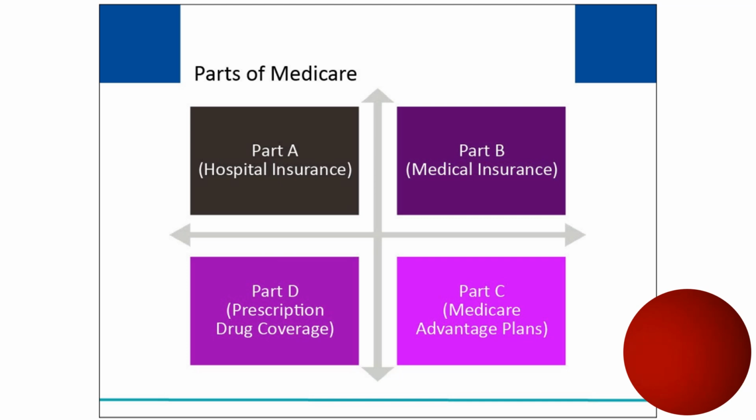Parts of Medicare. Original Medicare consists of Medicare Part A, hospital insurance, and Medicare Part B, medical insurance. Medicare Part D, prescription drug coverage, can also be added to original Medicare when a beneficiary enrolls in a Medicare prescription drug program. Other people have their Medicare coverage through a Medicare health plan like a health maintenance organization or HMO, or a preferred provider organization or PPO. These plans are called Medicare Advantage plans or Medicare Part C and are offered by private companies. These plans may also include prescription drug coverage and other benefits that are not offered under original Medicare.